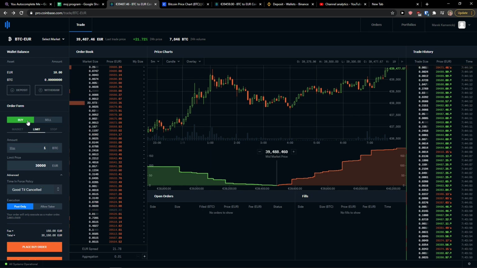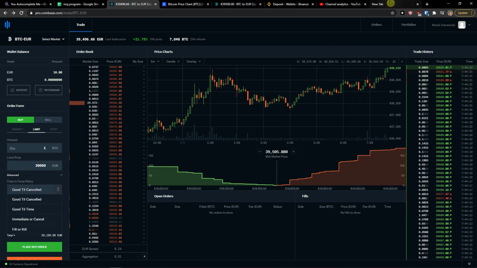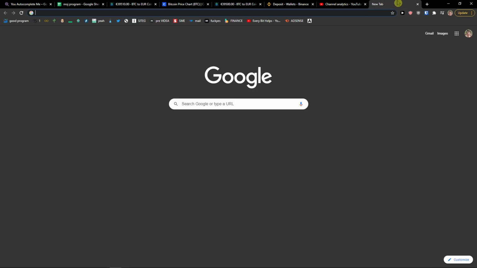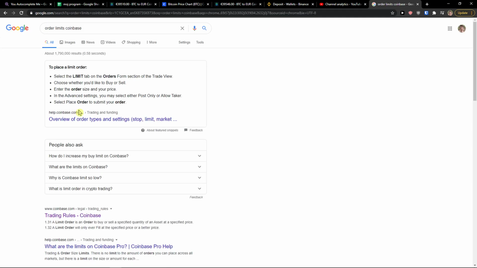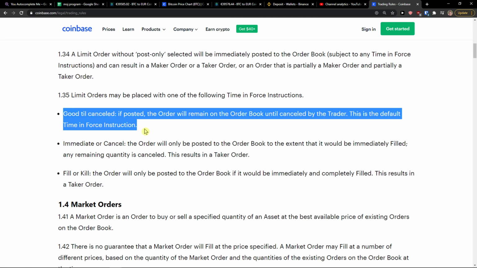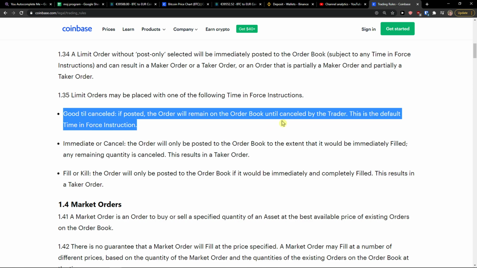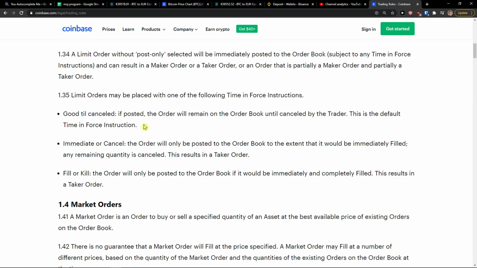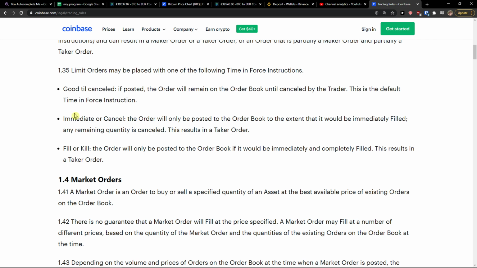You can go also to advanced, and you have good till canceled, good till time, immediate or cancel, fill or kill. And we would come here to the Coinbase trading rules, and you see right here, good till cancel. If posted, the order will remain on the order book until canceled by the trader. This is the default time in force. So it's going to be there until you cancel, that's the right word.